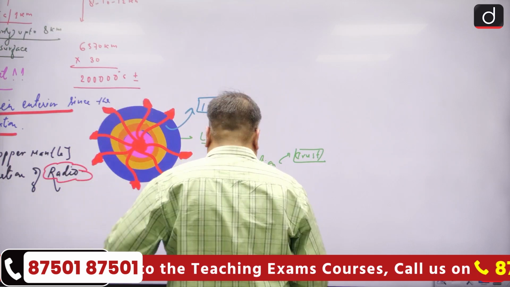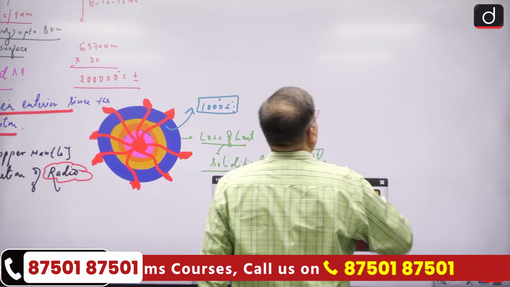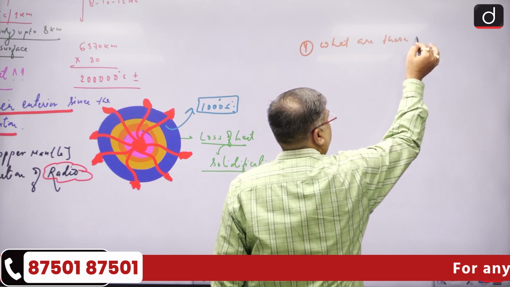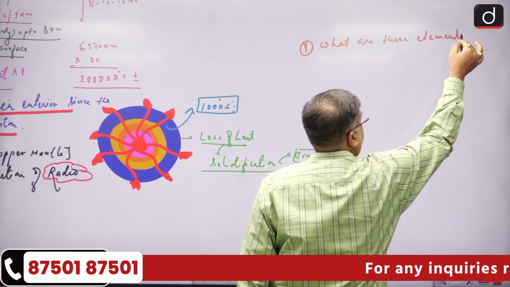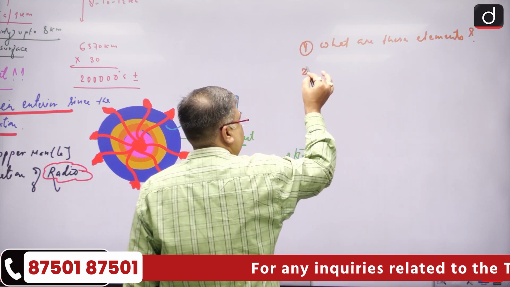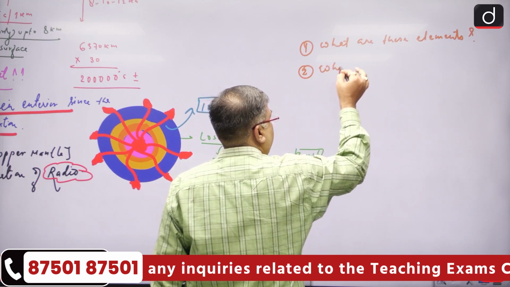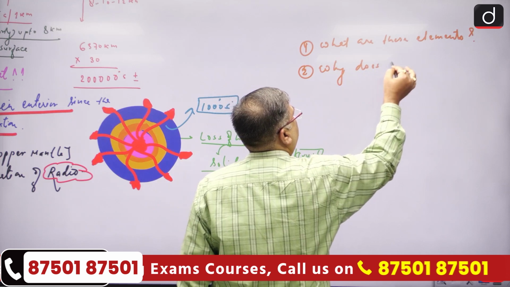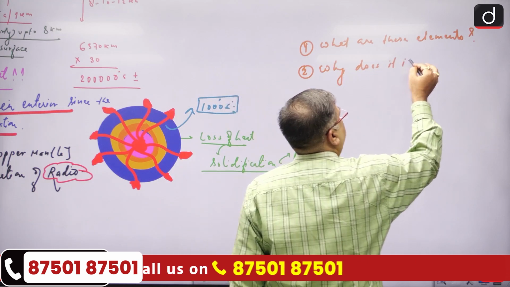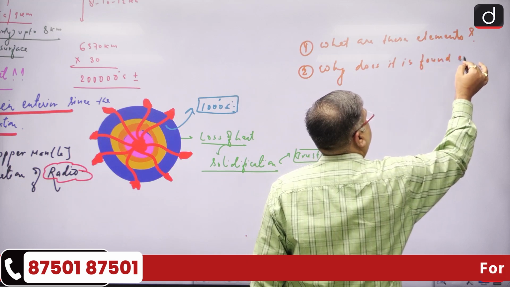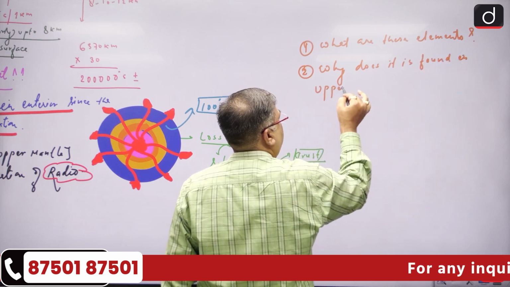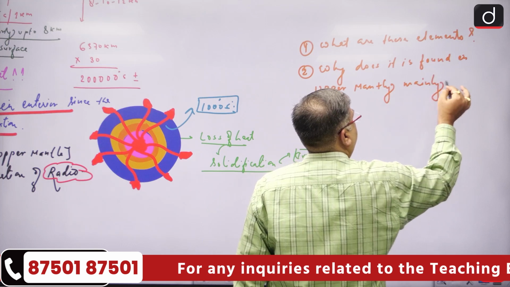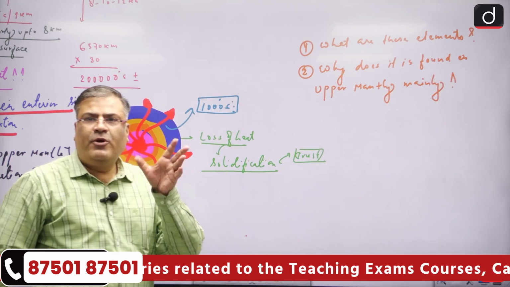then obviously, two questions come into our mind. Number one is, what are these elements? And the second question is, why are they found mainly in the upper mantle?